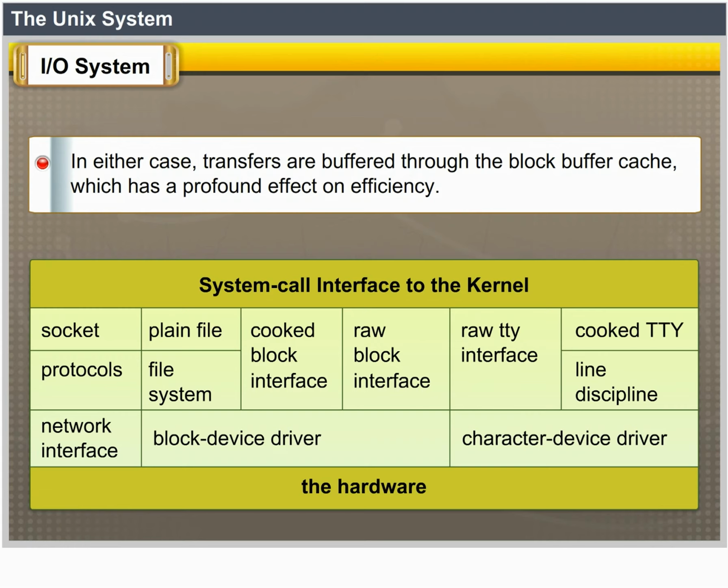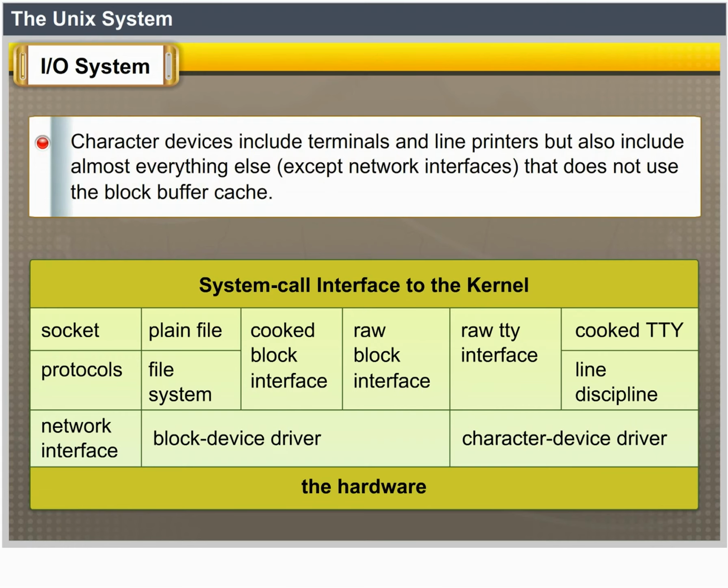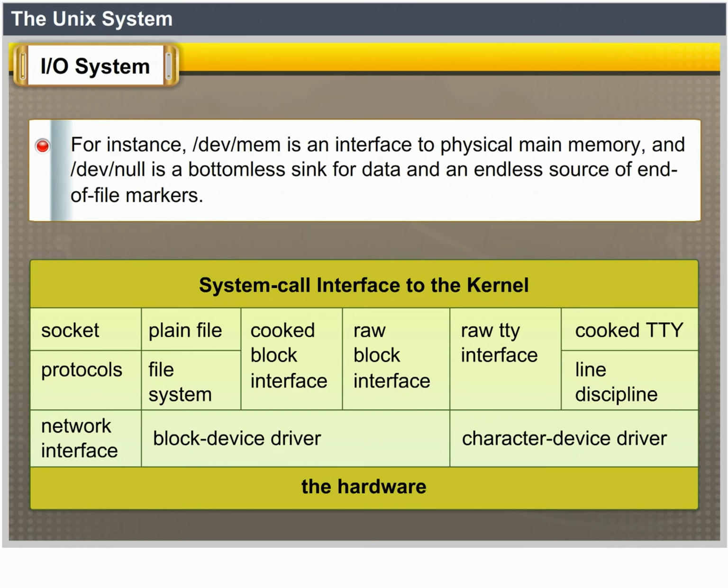Character devices include terminals and line printers, but also include almost everything else except network interfaces that does not use the block buffer cache. For instance, /dev/mem is an interface to physical main memory, and /dev/null is a bottomless sink for data and an endless source of end-of-file markers.